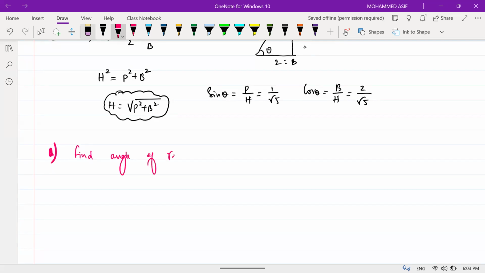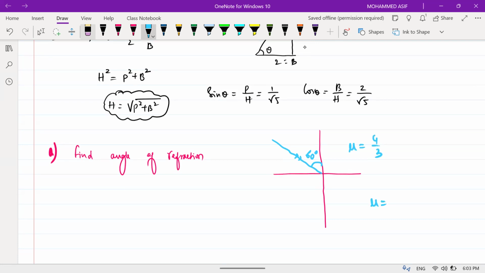Find the angle of refraction. This is the given diagram, and this is your normal. A ray of light enters from the rarer medium. It is incident at an angle of 60 degrees. Mu here is 4 by 3. Mu here is 5 by 2. When a ray of light moves from one medium to another medium, it bends. This is your R, and it is the value of R.